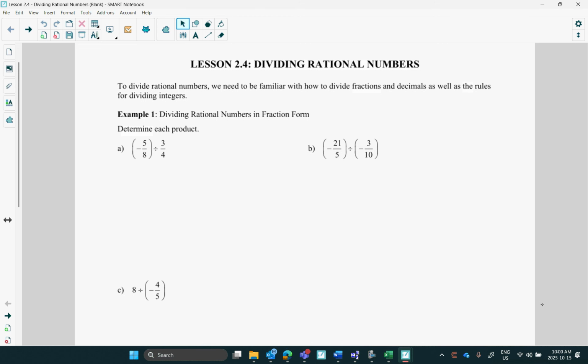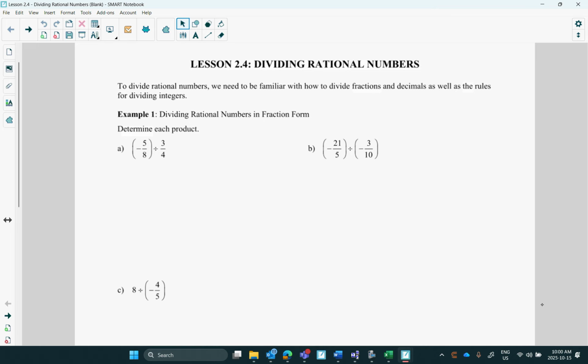Dividing positive and negative fractions and decimals, or rational numbers. Okay, what's a rational number again? You should know this. Anything that can be written as a fraction. Remember that. Anything that can be written as a fraction.